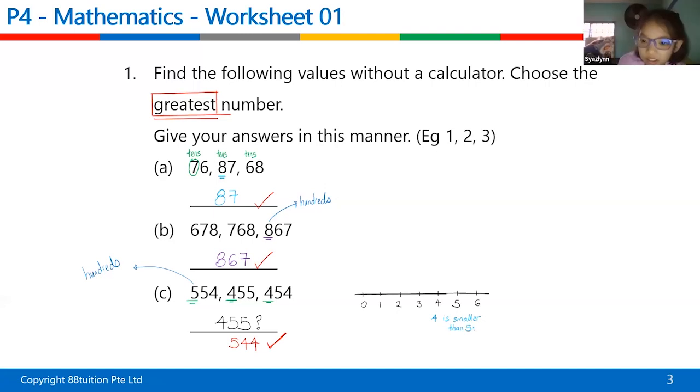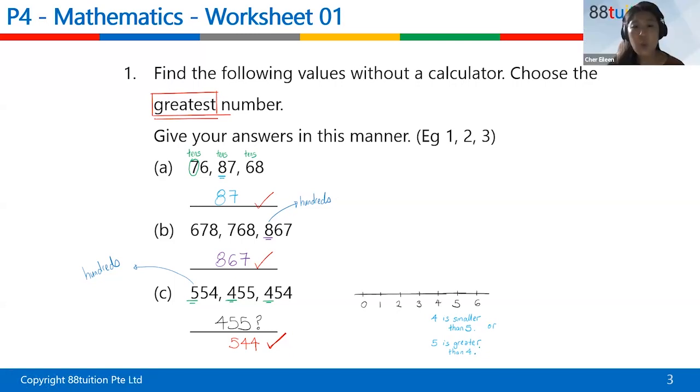Okay. I also have a question. Okay, can I ask or answer first? The answer is 454. Okay, why? Why is the smallest number 454? Because 5 is bigger than 4.